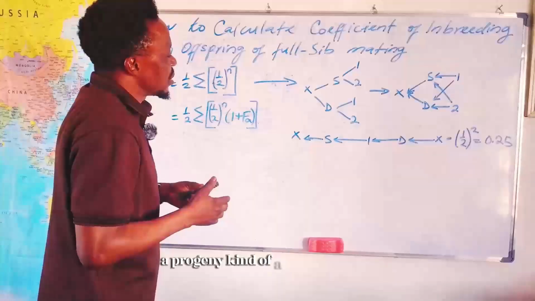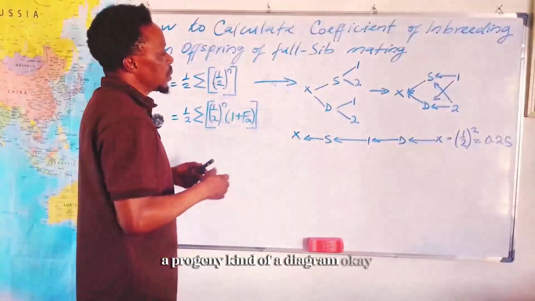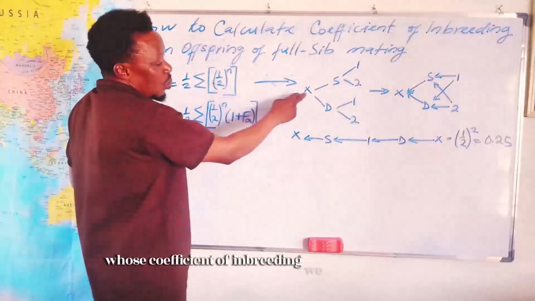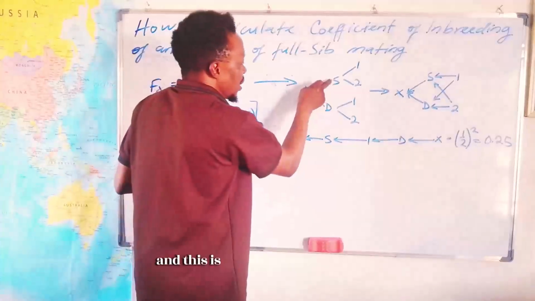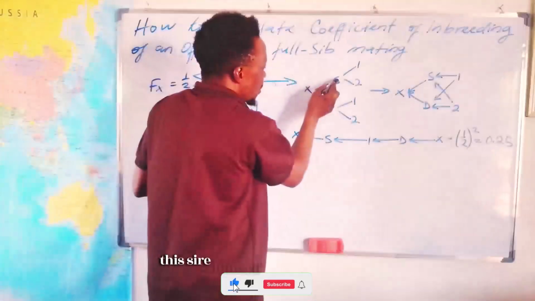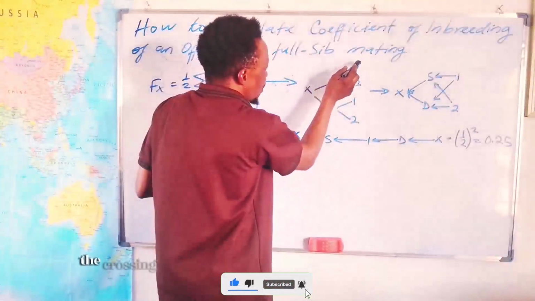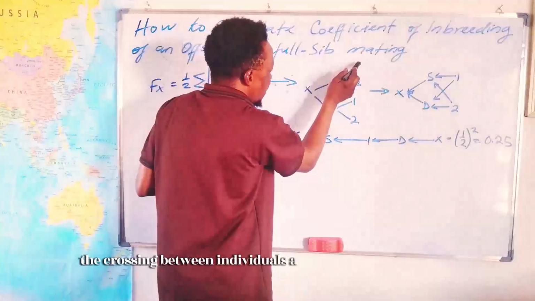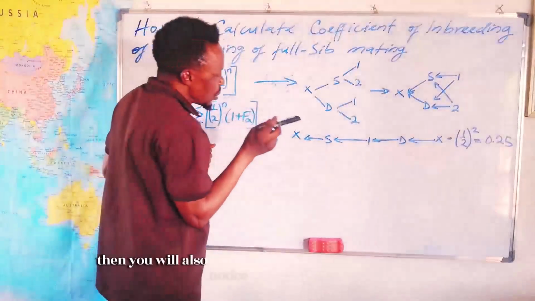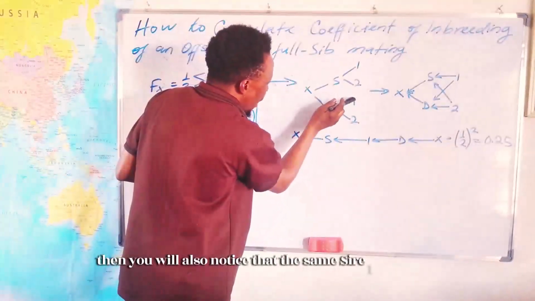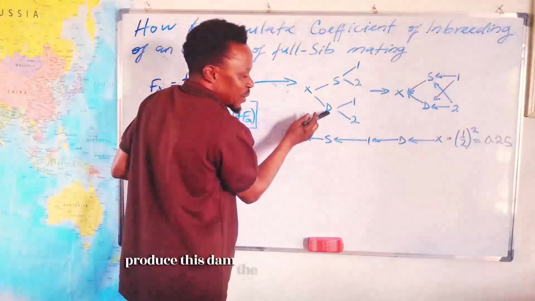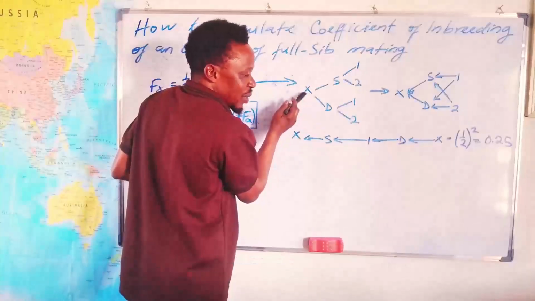Here is a progeny kind of diagram, which identifies the individual X, whose coefficient of inbreeding we're interested in. And this is its sire, and that's its dam. This sire himself is a product of the crossing between individuals A, sire 1, and dam 2. Then you will also notice that the same sire 1 and dam 2 produce this dam, the dam to this individual X.